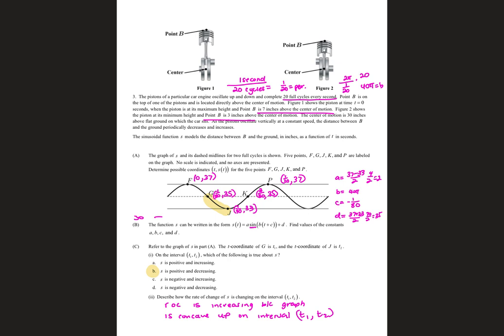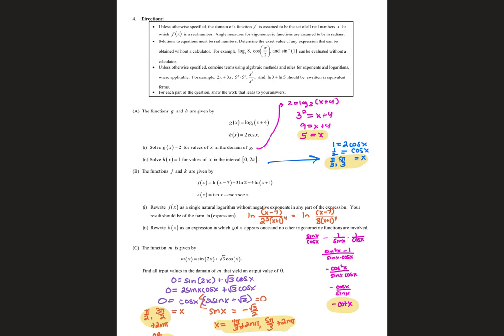All right, your sinusoidal. This time it was a piston, right? So you had to do your coordinate points. This is your guaranteed one. Okay. And then the last one.